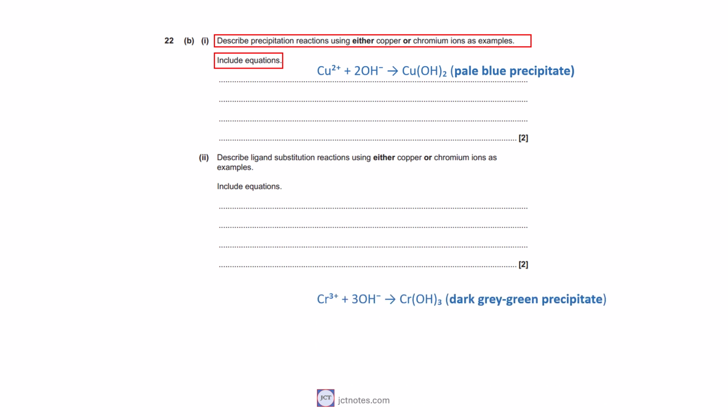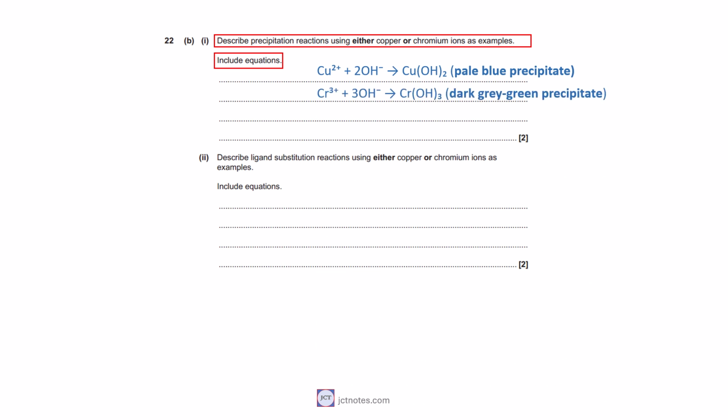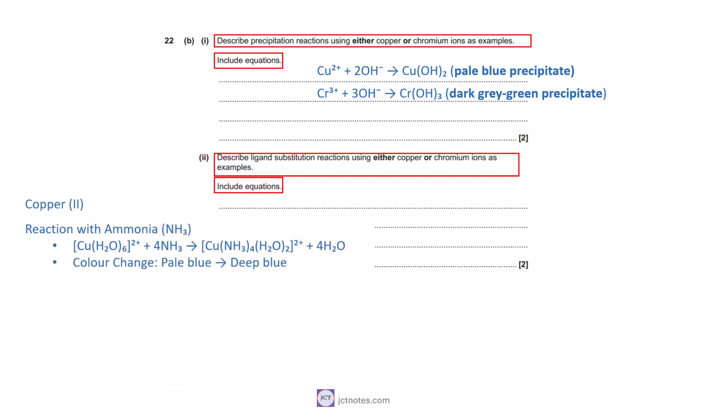When chromium 3 ions react with sodium hydroxide or ammonia, chromium 3 hydroxide is formed as a dark gray-green precipitate. Note that an excess of ammonia or sodium hydroxide will dissolve the precipitate, as we will see in question 2 of this part. In the second question, we are asked to describe ligand substitution reactions using either copper or chromium ions as examples, including equations. I will also give the answer for both options, but you only need to give one. Copper 2 aqua ions have 6 molecules of water as ligands.